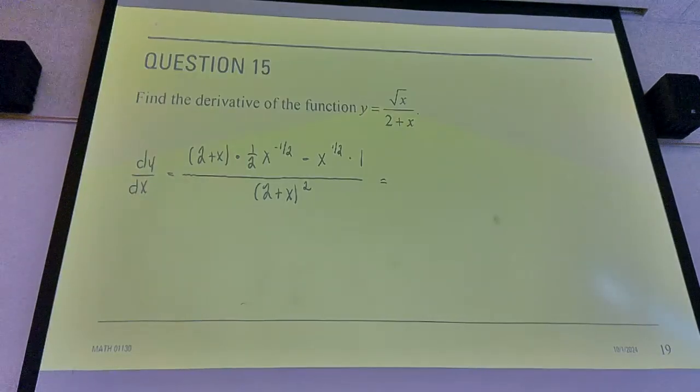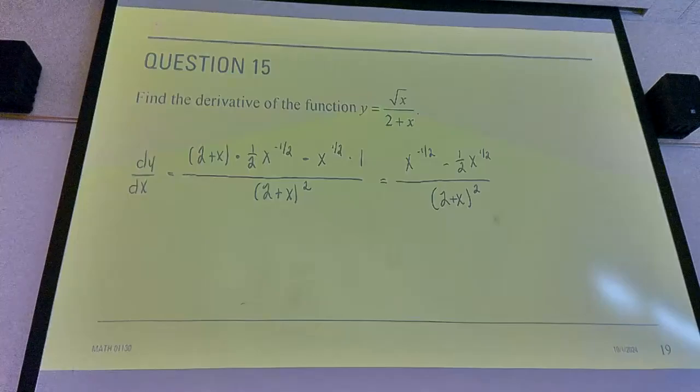x to the minus half plus a half x to the half minus x to the half, right? So that's what? Simplifies to minus half x to the half. Complex fraction, multiply numerator and denominator by your LCD.